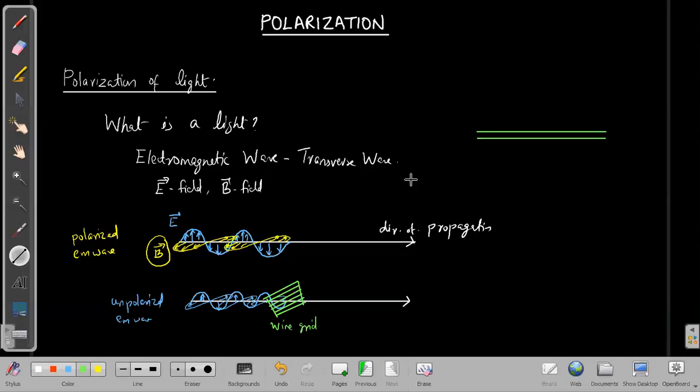consider a small wire. It will have plenty of electrons inside it. So if you apply an electric field, suppose some electric field comes along this direction, what would happen? All these electrons will absorb the energy of this electric field. So here this wire grid will absorb the parallel component of the electric field and it will pass only the vertical component. So only the vertical component will pass through it.